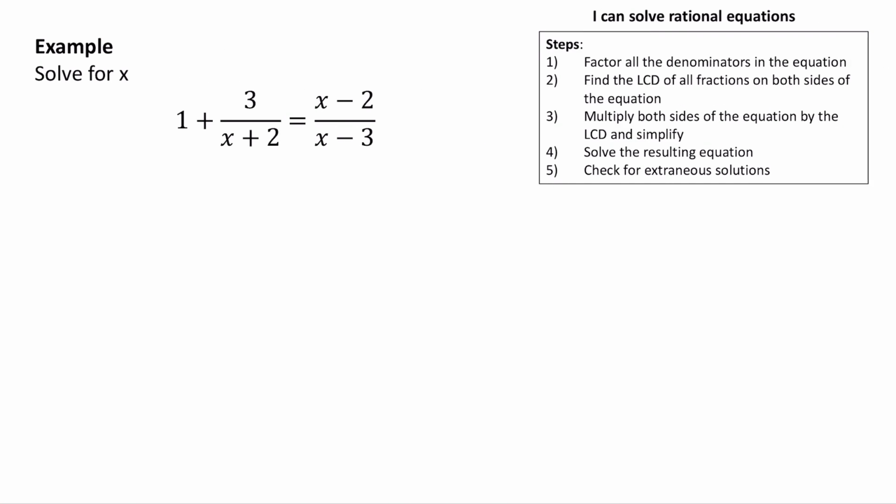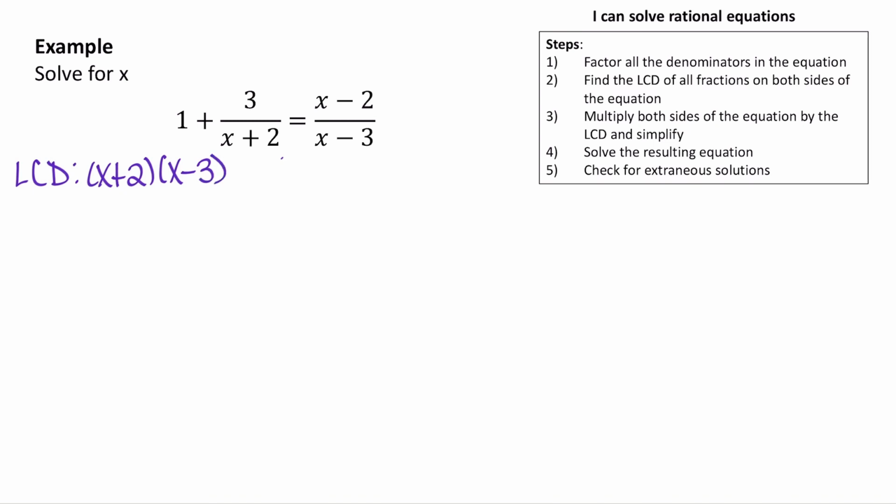So now let's try this problem. We have, once again, several different rational expressions in this equation. So we're going to look for our LCD, right? We don't need to factor anything because x plus 2 doesn't factor, x minus 3 doesn't factor. So the LCD is just going to be the product of those two factors. It's going to be x plus 2 and x minus 3.